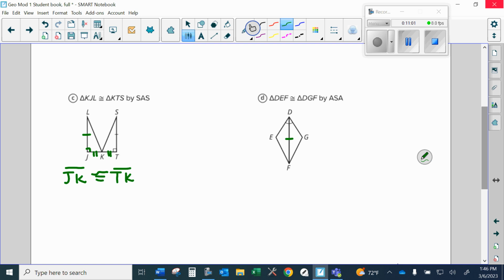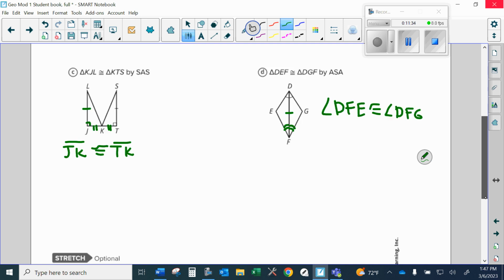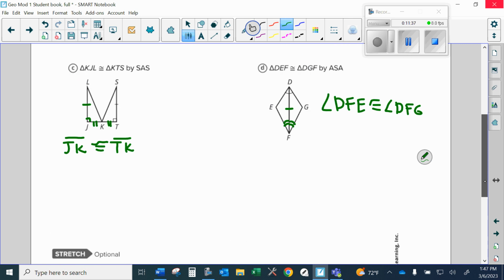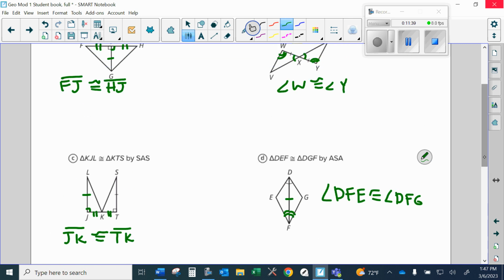They want it by ASA. Well, I get my free point of reflexive property right there, so I have AS and A right here. So I need to say angle DFE is congruent to angle DFG. I can also use DFE, so DFG, same order up there. And that will do it. Work on Matthew now.